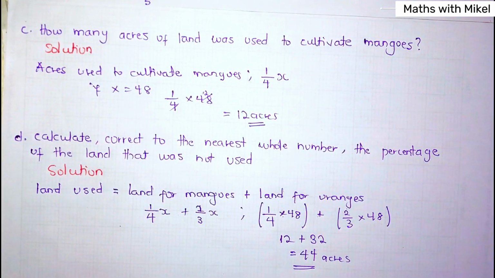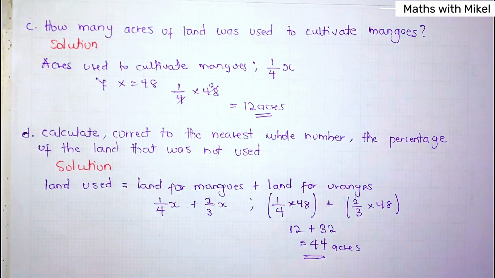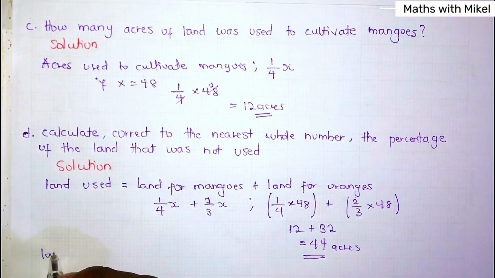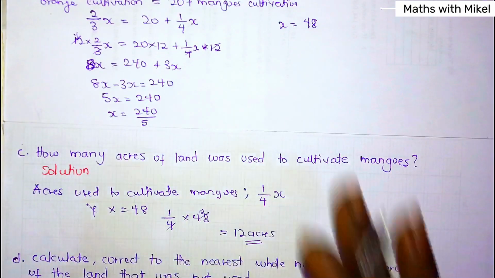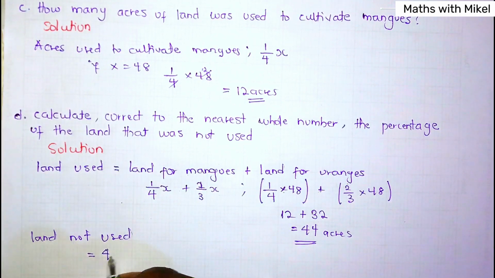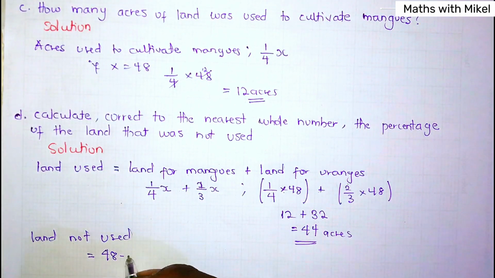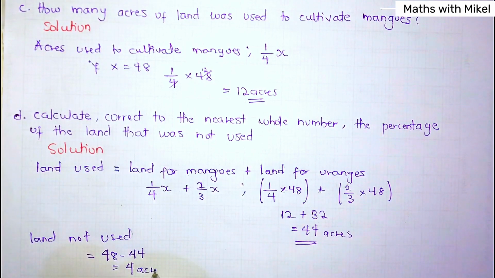So if you want the acres of land that was not used, we know that's going to be the total acres of the land, which is 48. That's the total acres of the land, 48. So 48 minus the portion that was used, which is 44. And this gives us 4 acres. So 4 acres of the land was not used.